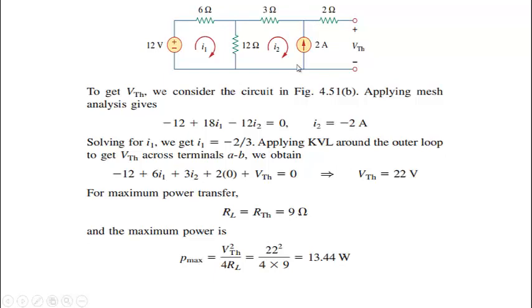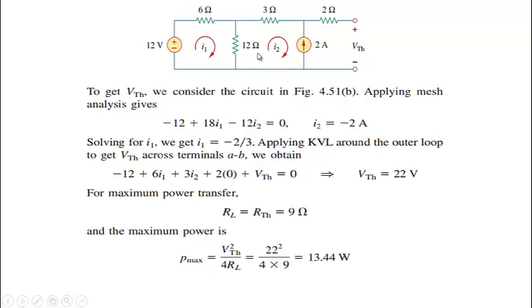To calculate the value of VTH, that is the voltage across this, we'll use mesh analysis. I2 will be equal to minus 2 ampere. Minus 12 plus 18 I1, where 6 plus 12 is 18, I1 minus 12 I2. That is the combination of the common resistance between these two, minus 12 I2, is equal to 0. Solving for I1, we get I1 is equal to minus 2 by 3.